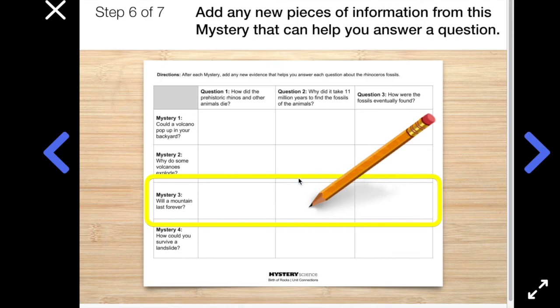Why did it take 11 million years to find the fossils of the animals? That's all for this lesson.